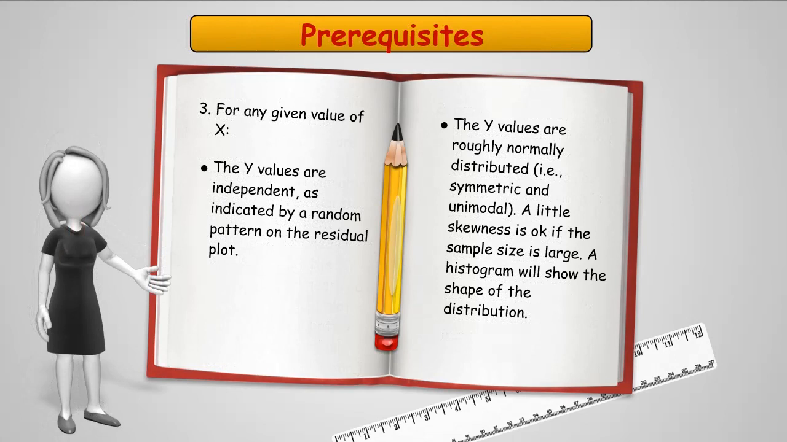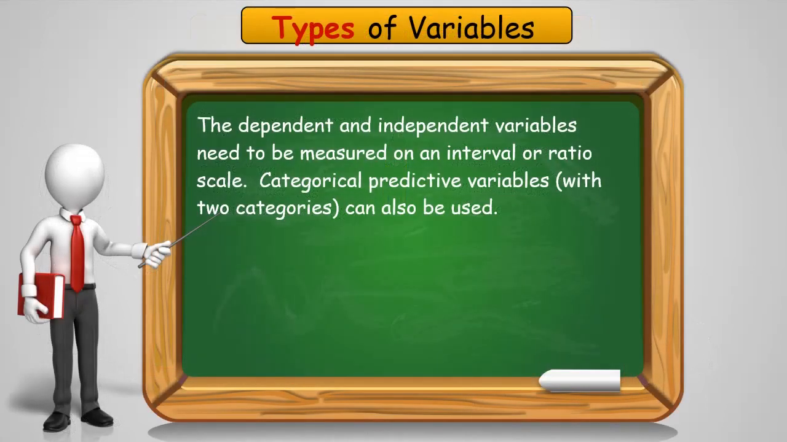And finally, the third condition, for any given value of x, the y values are independent. And again, we're going to see the residual plot when we do our regression to see that that is in fact the case, and that the y values themselves are roughly in a normal distribution. The dependent and independent variables need to be measured on an interval or a ratio scale. Categorical predictive variables with two categories like on-off can also be used because they can be basically treated as numerics, on-off, 1, 0, yes, no type of variable.